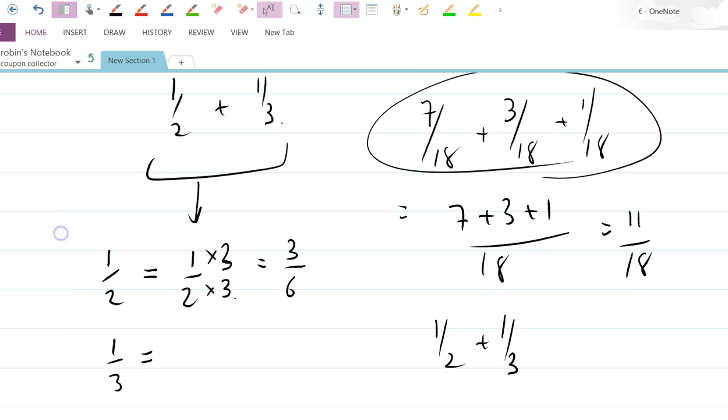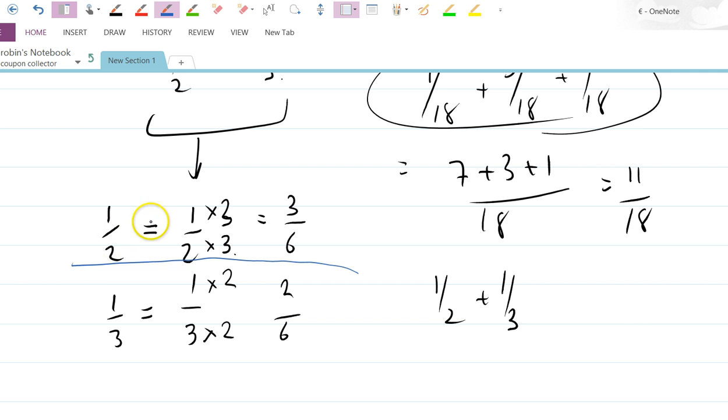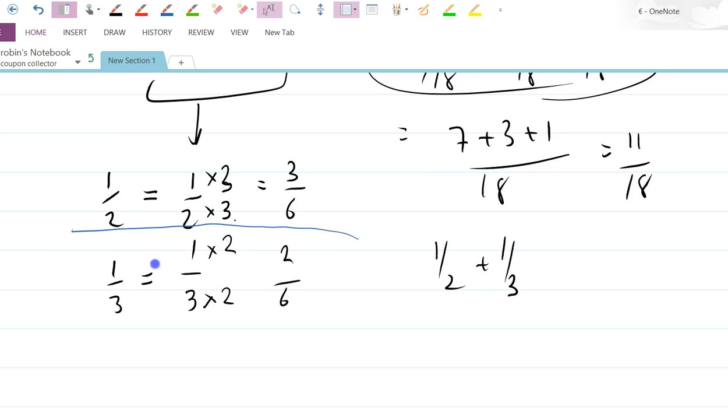And then I'm going to take a third, and I had to multiply that 2 by 3 to get to a 6. Well, it just so happens that if I multiply the top and bottom of a third by 2, then I get to 6 as well, giving 2/6. I'm getting myself a bit tangled up. I'm just going to separate those up there. So a half equals 3/6, and a third equals 2/6.